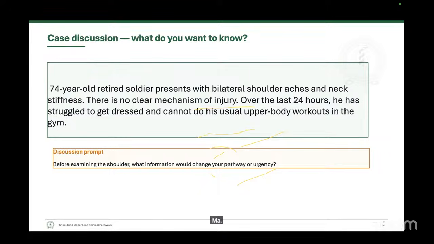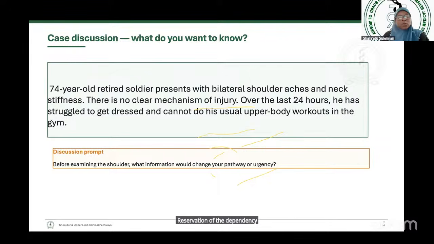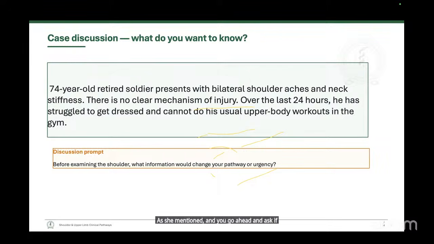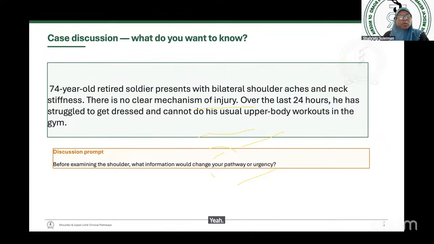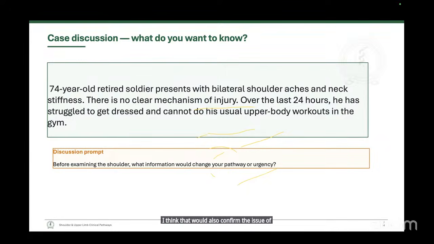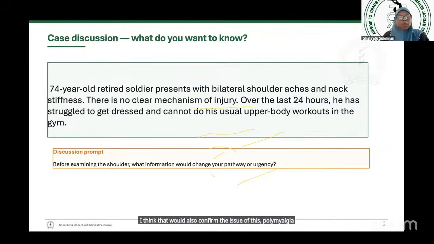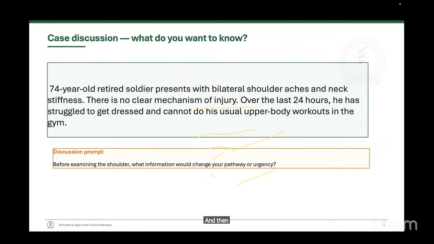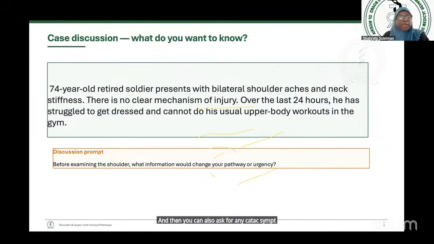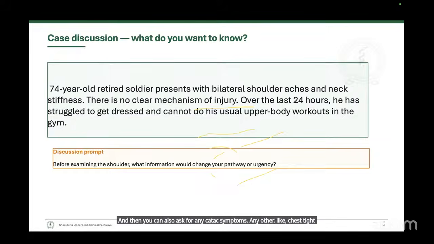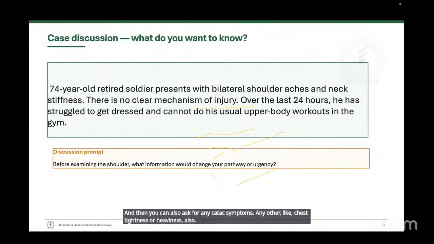Me too, I just want to stress on this polymyalgia rheumatica. I would stress more on the pain. Is it worse in the morning, and then how long? The duration of the pain and stiffness, as you mentioned, and you go ahead and ask if there is pain in the hips or pelvis. I think that will also confirm the issue of this polymyalgia rheumatica. And then you can also ask for any cardiac symptoms, any chest tightness or heaviness also. It will also help.